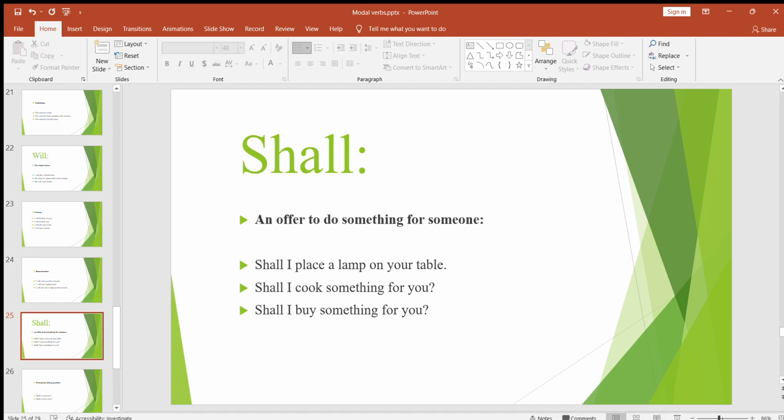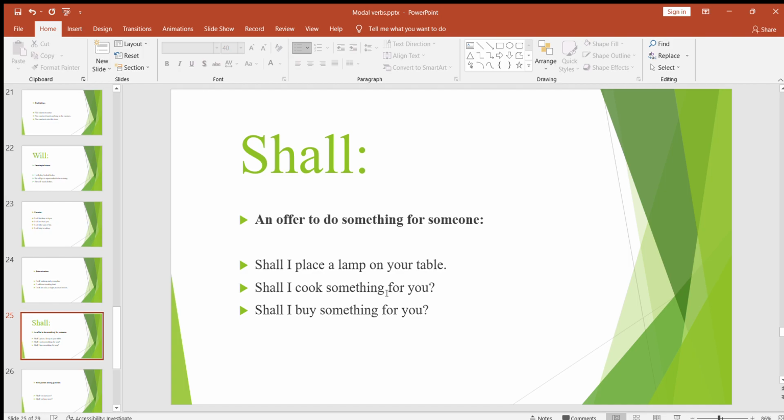So the first use of "shall" as a modal verb is an offer to do something for someone. For example, "Shall I place a lamp on your table?" You're offering someone, "Shall I do this for you?" In this case, "Shall I place a lamp on your table?" "Shall I cook something for you?"